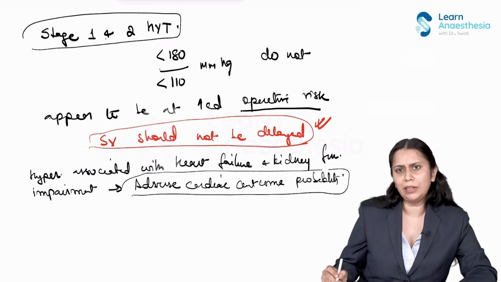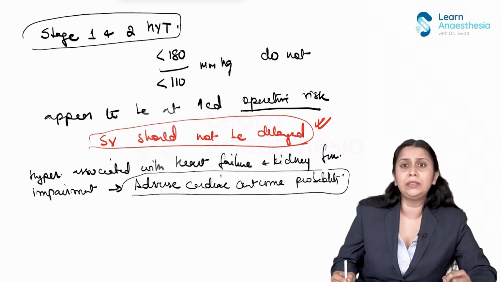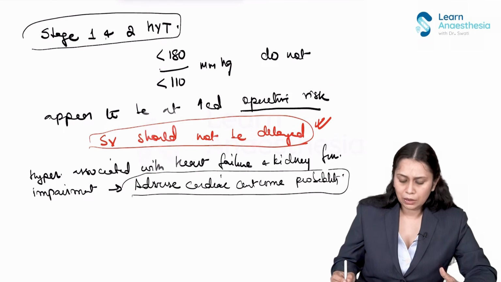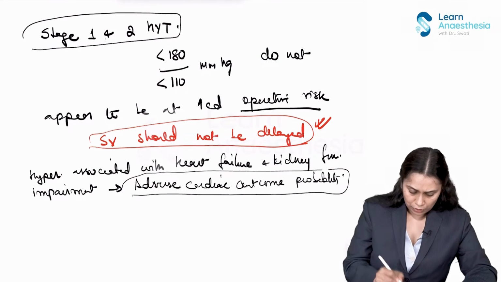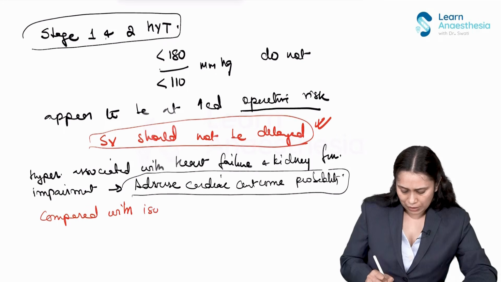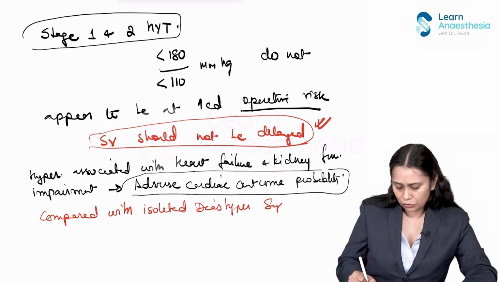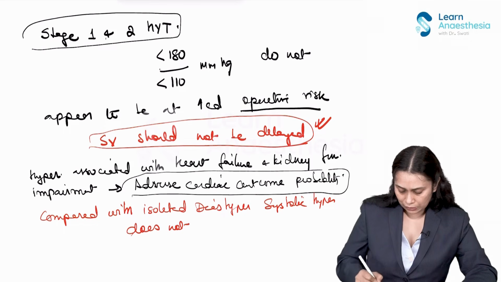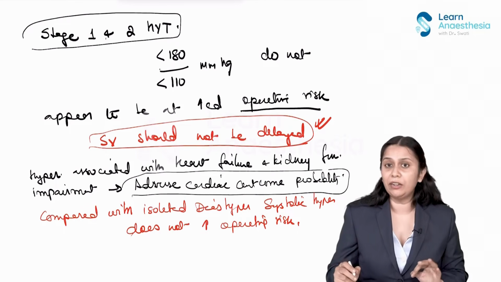Now, I talked about systolic hypertension and diastolic hypertension. Systolic hypertension has not been shown to increase operative risk in these patients compared to diastolic hypertension. Diastolic hypertension has more implication. So, compared with isolated diastolic hypertension, systolic hypertension does not increase operating risk.